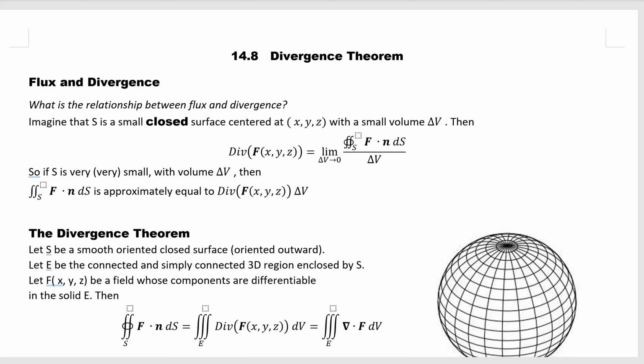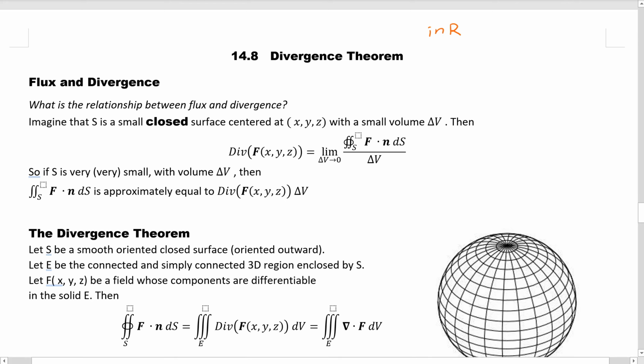Hi everyone, let's talk about section 14.8, the divergence theorem. So we recall that in R2, we have Green's theorem, with the circulation form and the flux form. The circulation form, the idea we can extend to R3 and we get Stokes' theorem. For the flux form, we can extend the idea into R3. So let me compare here.